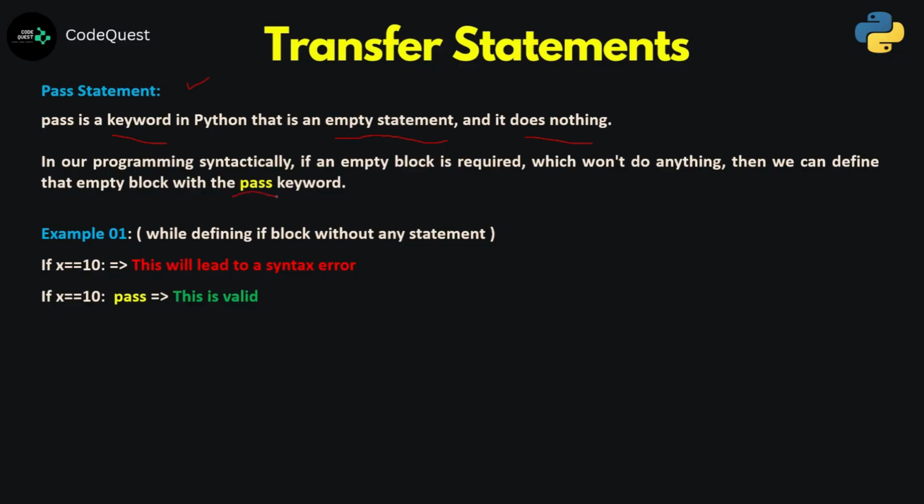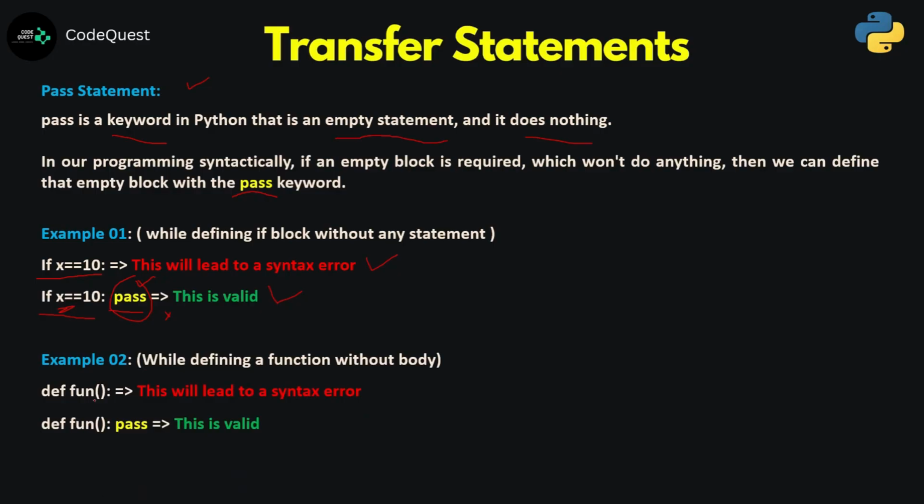For example, here let's say we have taken if x equal to 10, and I don't want to do anything. Now if you simply write if x equal to 10 colon and write nothing here, this will lead to a syntax error. But in place of this blank, if I write pass, that is, if x equal to 10 colon then pass, then this is valid. So here the pass meaning is that even if this condition is true, nothing is going to happen.